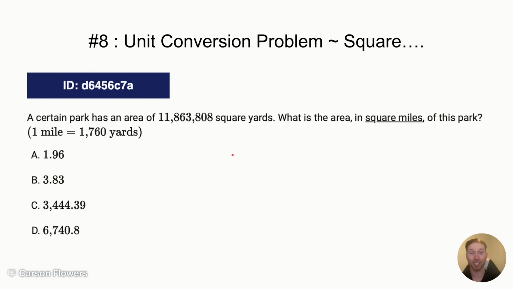My eighth prediction is that you're going to see a unit conversion problem, and it's going to be one of the tricky ones. It's going to ask you for the square yards, square miles, square something. So these are a bit tricky, but here's how to solve them. We want to go ahead and take a look at the question. A certain park has an area of 11,863,808 square yards. What is the area in square miles of this park? And then they give me the conversion here.